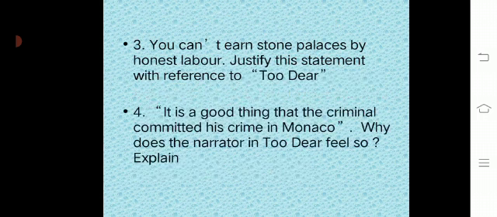Okay, now question number 4. It is a good thing that the criminal committed his crime in Monaco. Why does the narrator in Two Deer feel so? Explain. So, the narrator says it is a good thing that the criminal committed a crime in Monaco. But why did he feel so? You have to write an explanation for that. Before that, you have to read the lesson, understand it correctly, and think you are the narrator and write your own views on that.